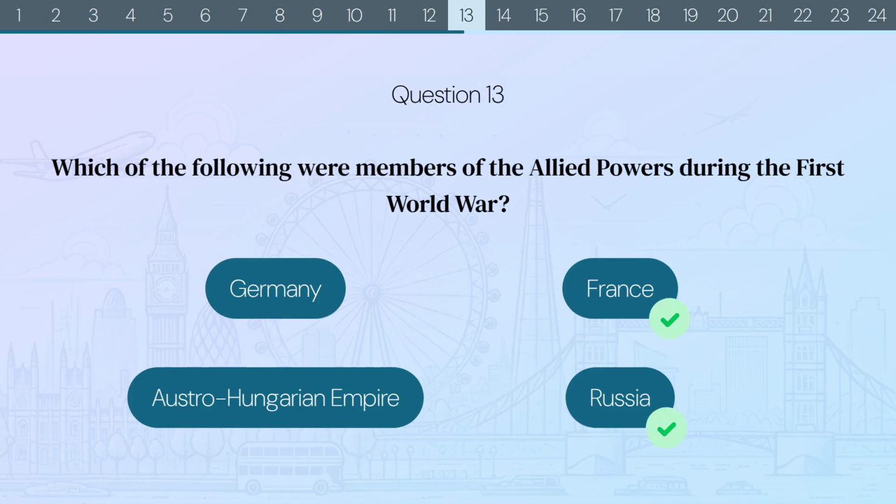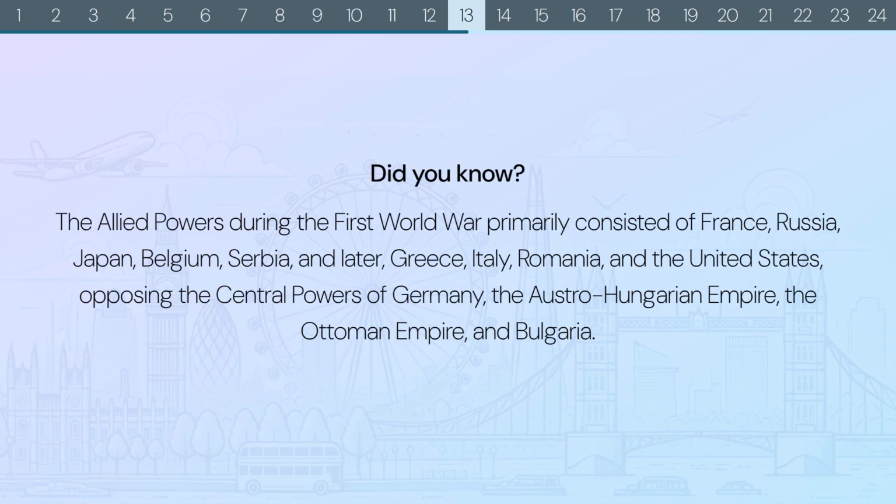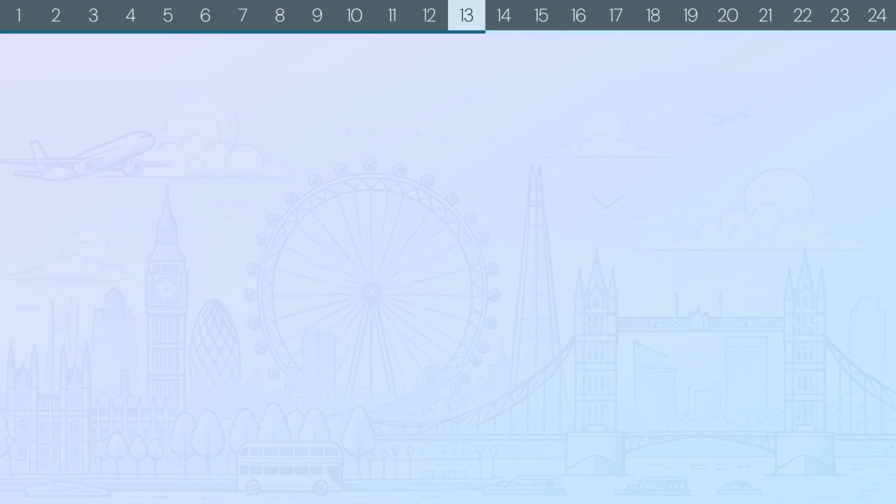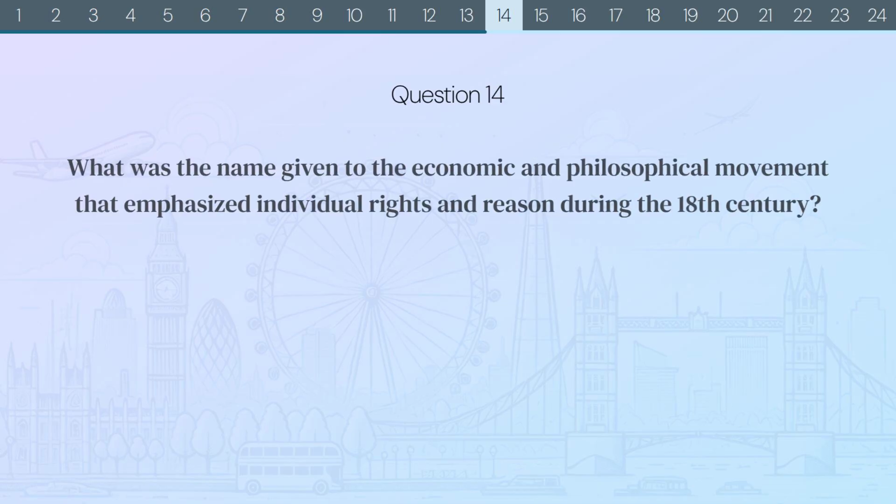The correct answers are France and Russia. Did you know? The Allied powers during the First World War primarily consisted of France, Russia, Japan, Belgium, Serbia, and later, Greece, Italy, Romania, and the United States, opposing the Central Powers of Germany, the Austro-Hungarian Empire, the Ottoman Empire, and Bulgaria.